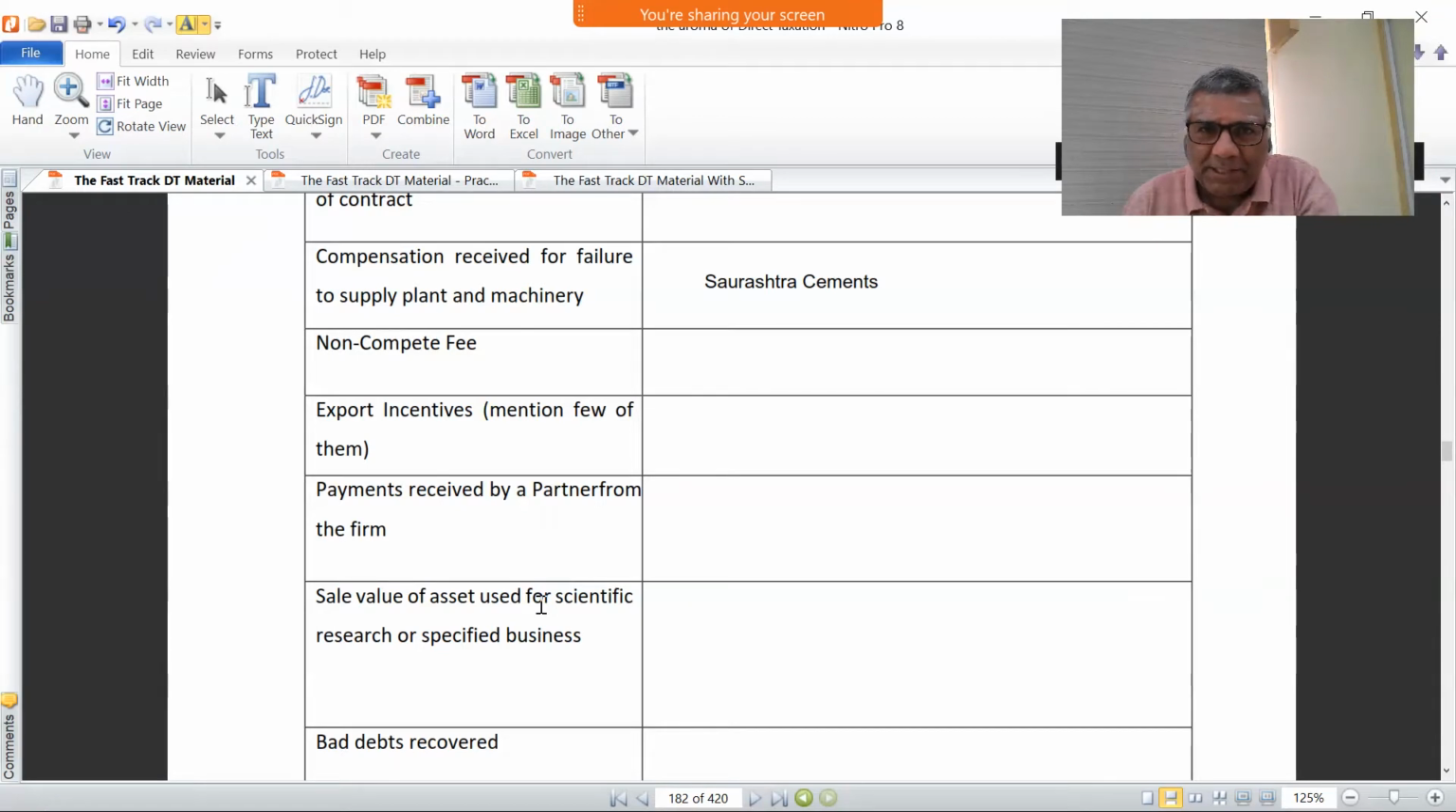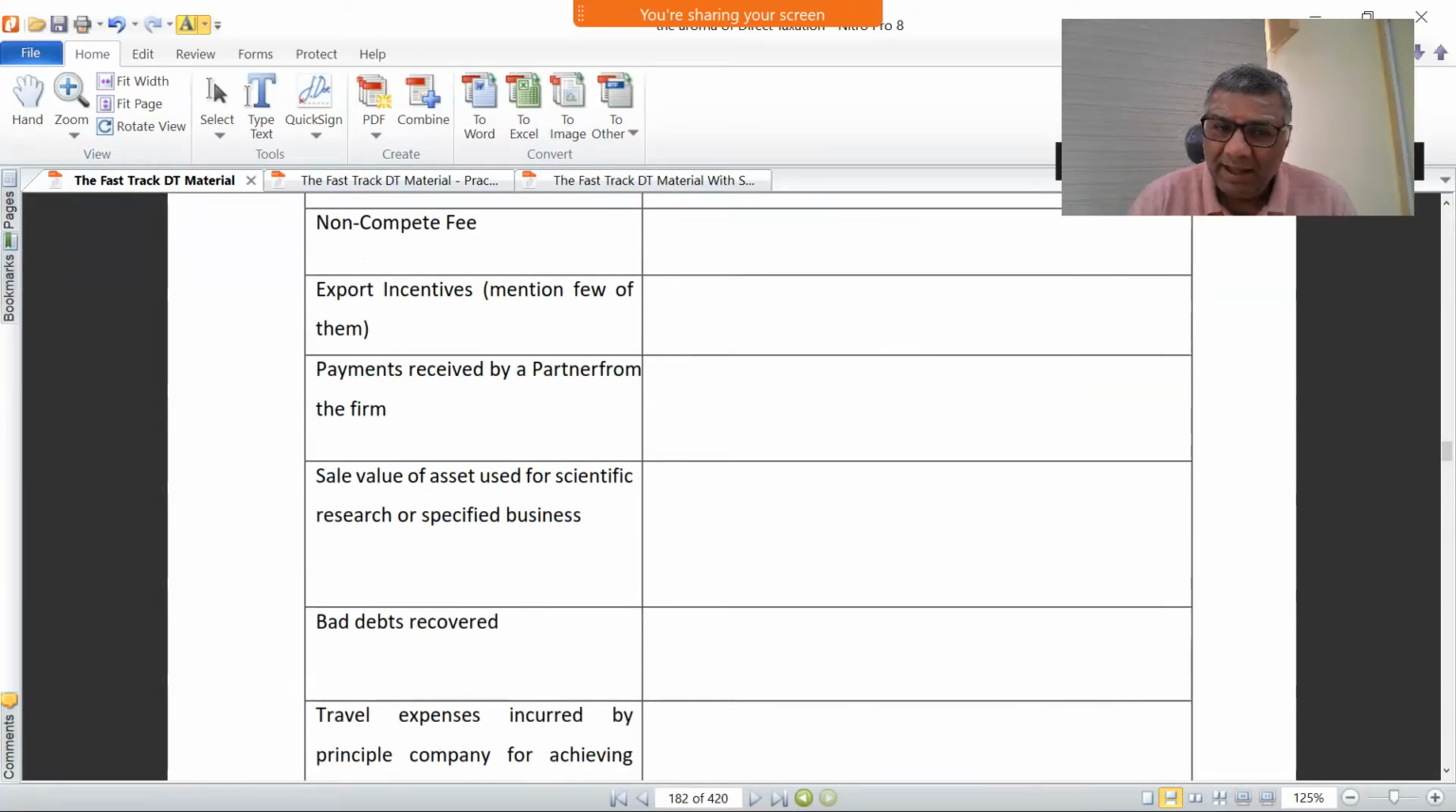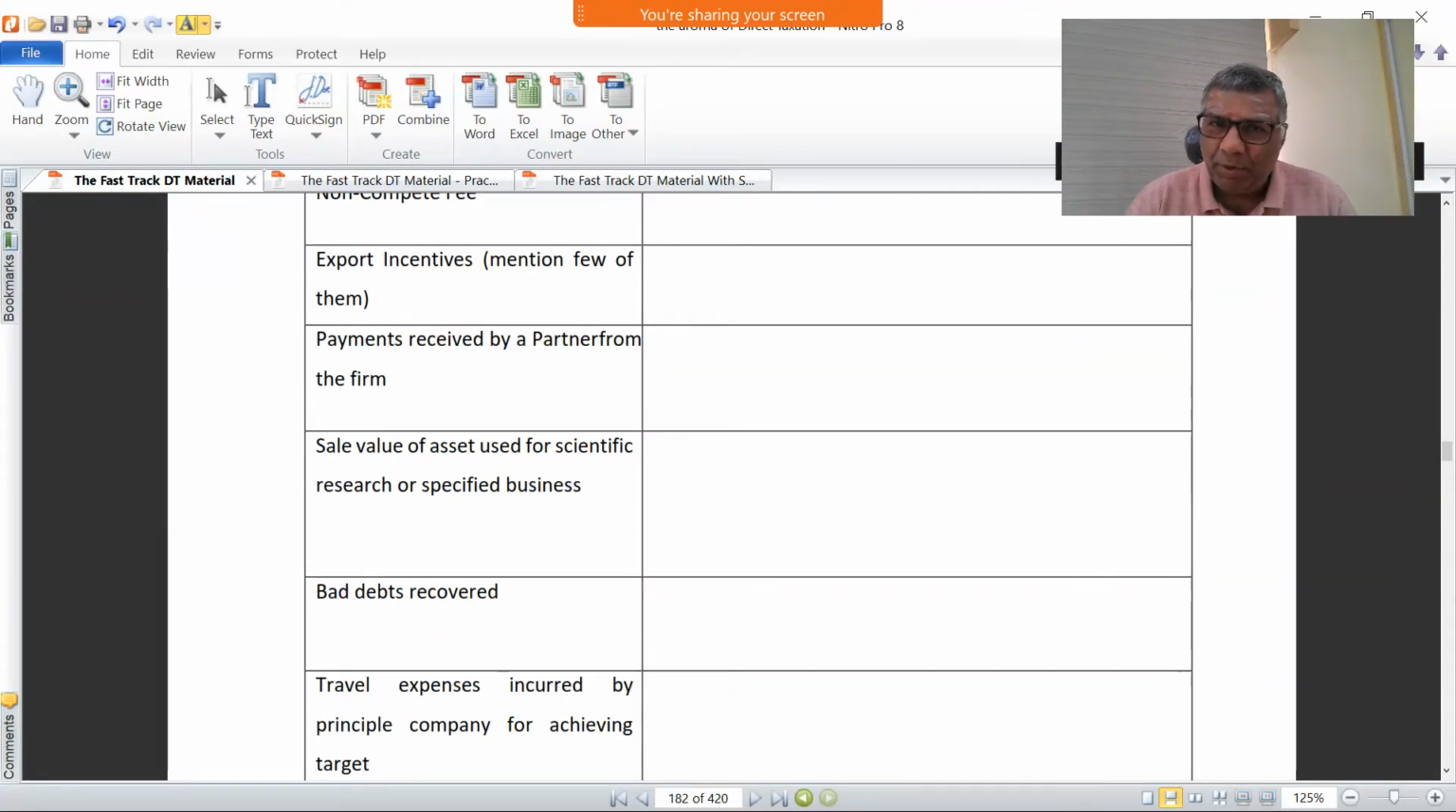1 lakh I purchased, 1 lakh I claimed. Now that 1 lakh recovered is income. I recovered 1,20,000. 1 lakh PGBP, 20,000 capital gains. Very rare, but still. That's recovered income, provided it was allowed earlier, because we all know any expenses, losses, deduction claimed earlier and now recovered is income.